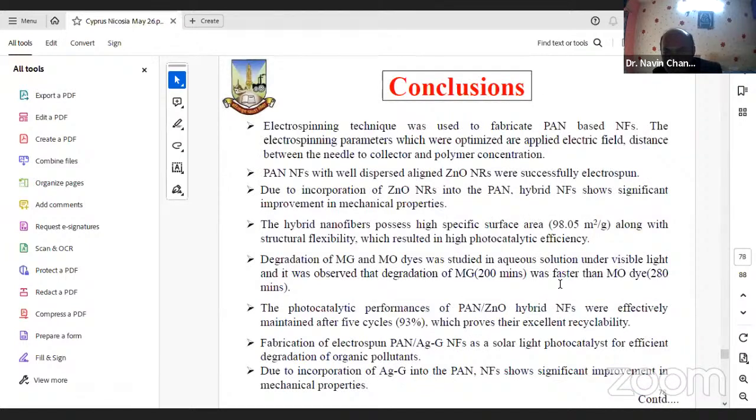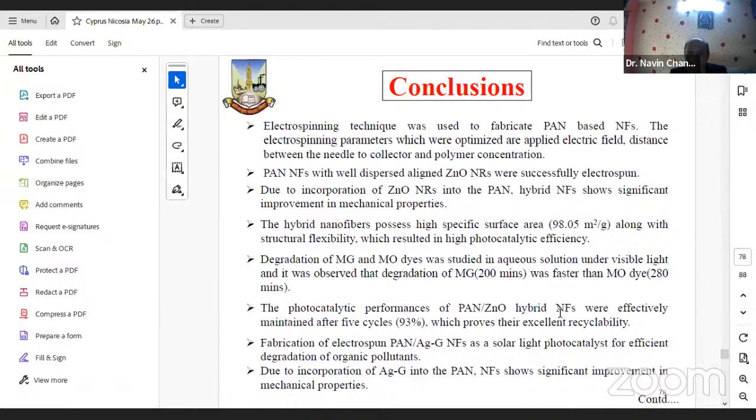This is the conclusion of the study. The electrospinning technique seems to be very effective for drawing the hybrid nanofibers. I say hybrid because the decoration is very easily possible over the PAN surface: decoration of zinc oxide, silver, graphitic carbon nitride, and silver graphite nanoparticles, and they are uniformly distributed over the surface by maintaining the processing conditions of the electrospinning technique.